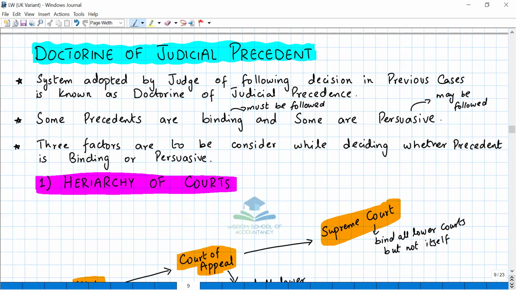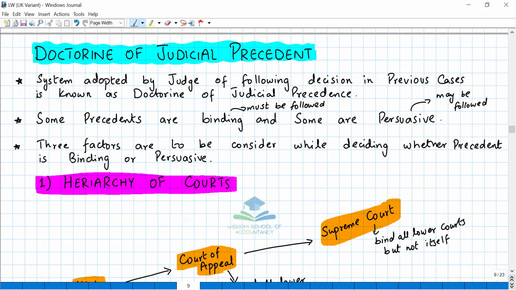Now, what is the doctrine of judicial precedent? The system adopted by judges of following decisions in previous cases is known as the doctrine of judicial precedent. We have already talked about that. The word precedent means decisions, judicial means judges. Some precedents are binding, some decisions are binding. Binding means they are mandatory to be followed by the judge in future cases. And some decisions are persuasive. Persuasive means they can be followed. It's up to the judge. If he wants to follow that decision, well and good. But if he does not want to follow, he will not follow, right? So that is known as persuasive. Clear?